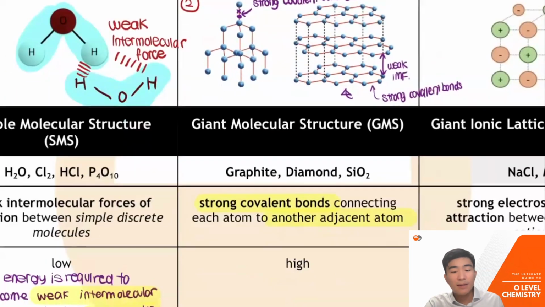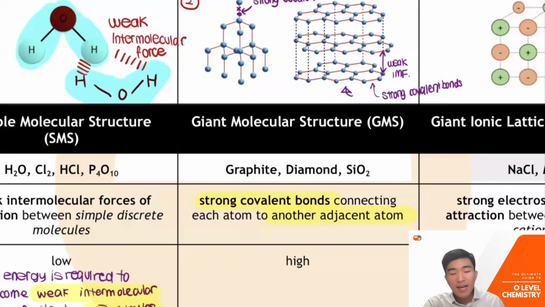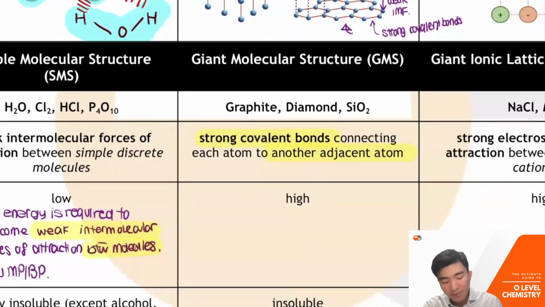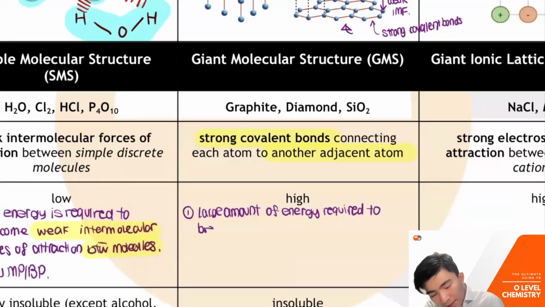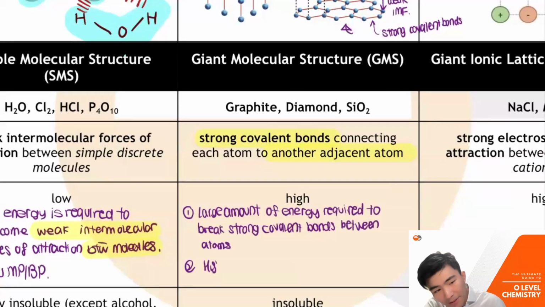Can? Okay. High melting and boiling point explanation, you need to know as well. Large amount of energy is required to break the strong covalent bond between atoms. Hence, there is a high melting boiling point.